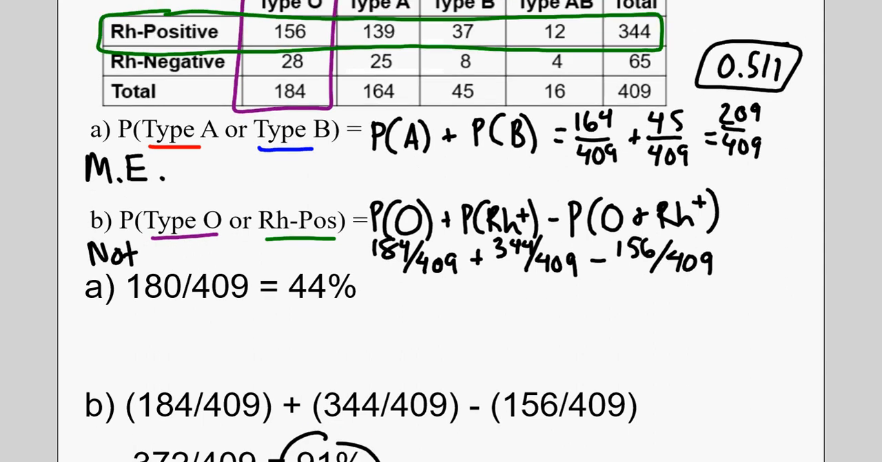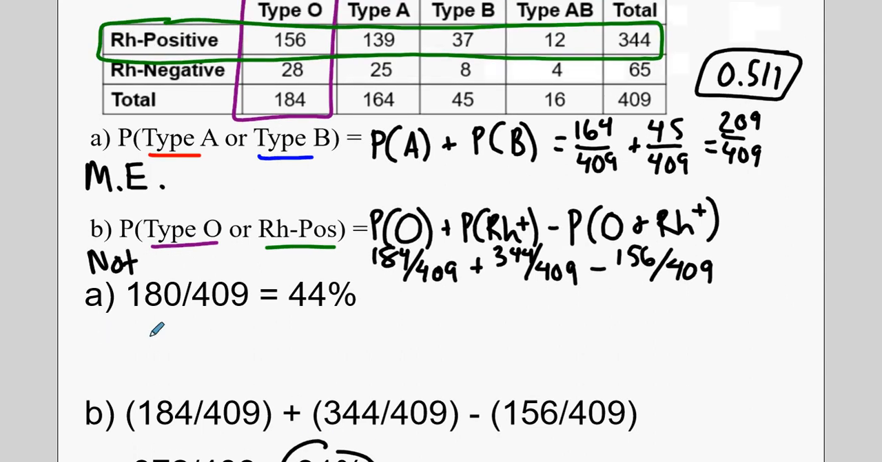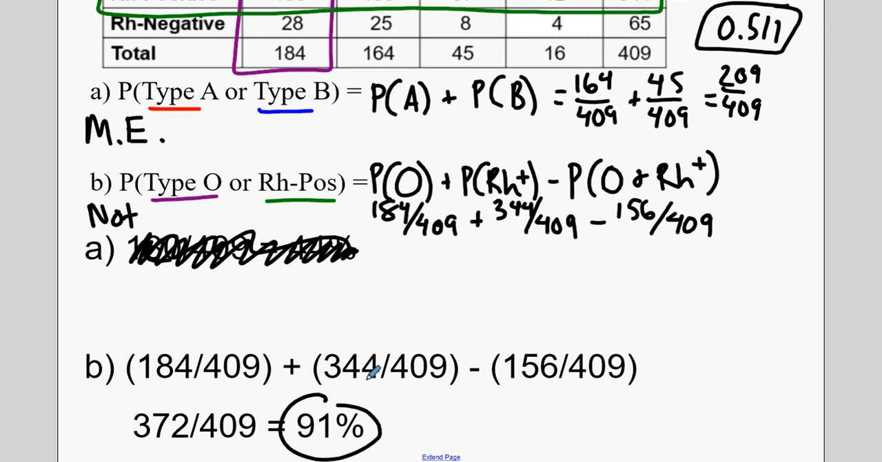Looks like I did something wrong on A. Let's go back and look. Type A or B, 164.45. Yeah, don't look at that. That's incorrect. What we did up above was right. I think that was type A or AB blood. I must have had a different question in the past where it was A or B blood. So this is correct, 51%. This bottom one of 184 plus 344 minus 156. Yep, that all looks good. So 91% for this one and 51% for the second one.